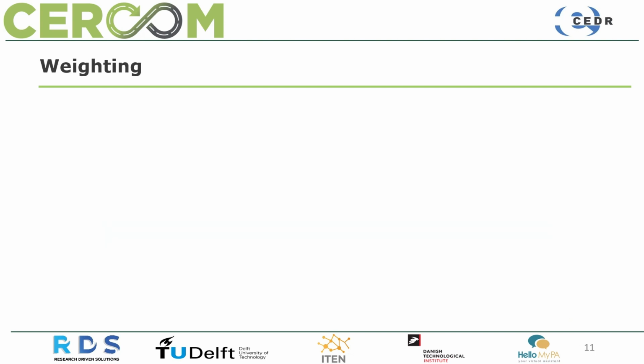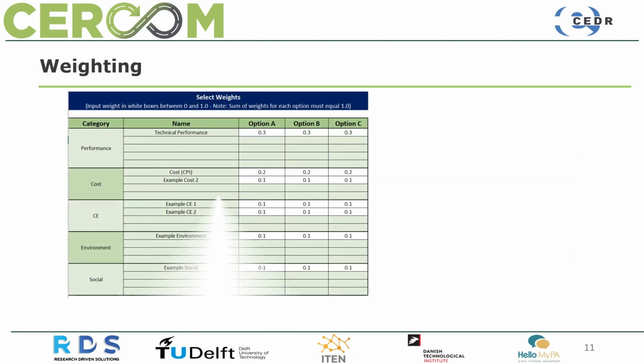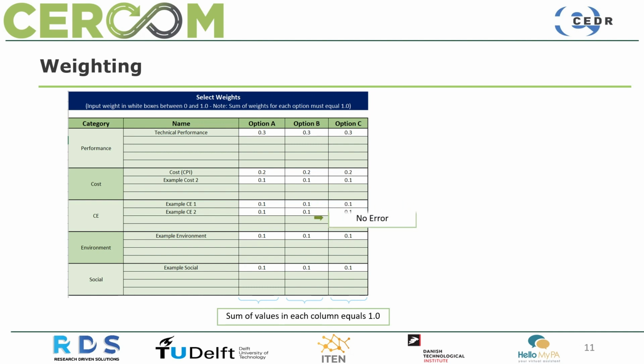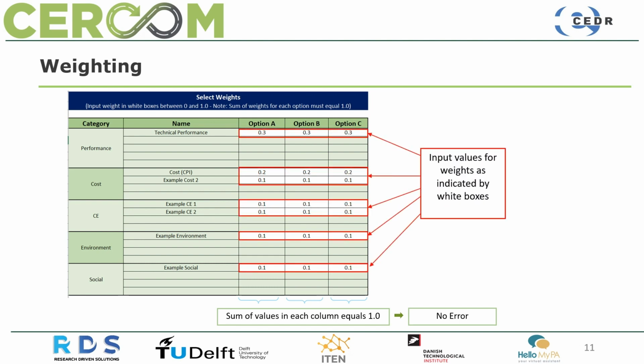As discussed previously, it is essential that each KPI or criteria considered is assigned a weight between 0 and 1, and the sum of all weights for each scheme option must equal 1. In this area of the spreadsheet, the user is prompted to enter these values in the white cells indicated. Only values between 0 and 1 are permitted. If the sum of the values in each column does not equal 1, an error is displayed and the user is prompted to revise input values.